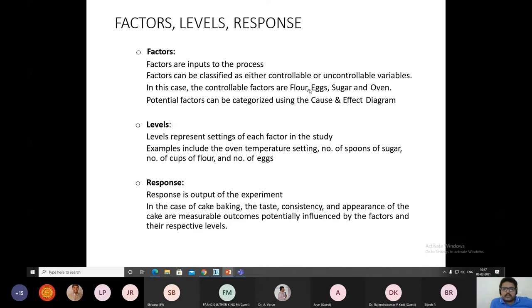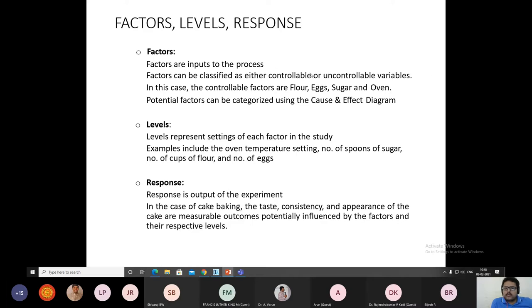So controllable factors means you can add or delete the flour. We can add or remove the quantity of eggs, sugar, and oven. Uncontrollable variables means that depends upon the person, like who is preparing the cake. If he's new, then the mixing may be different. And if he's an experienced guy, then the mixing and preparation of the mixture may be different. So for every experiment, we'll have some uncontrollable variables which are not in our hand. We'll discuss these uncontrollable variables, how to minimize them, etc., in the further slides.